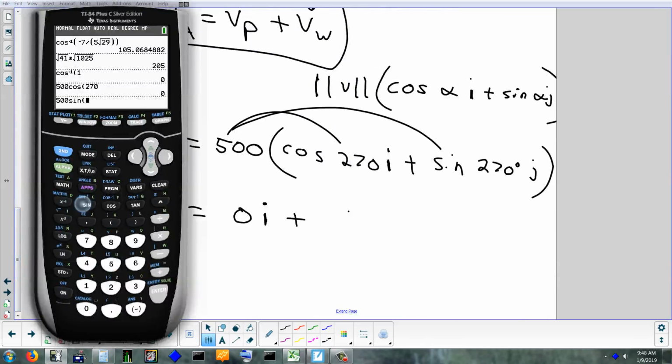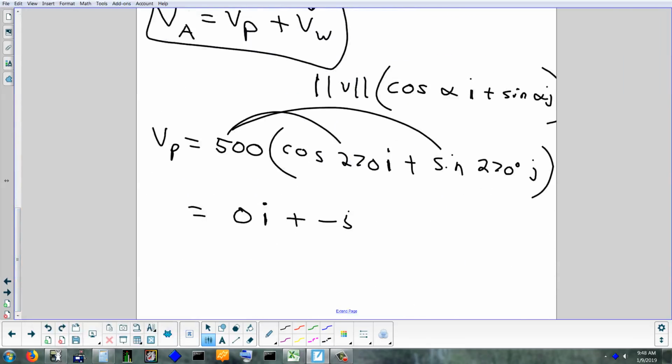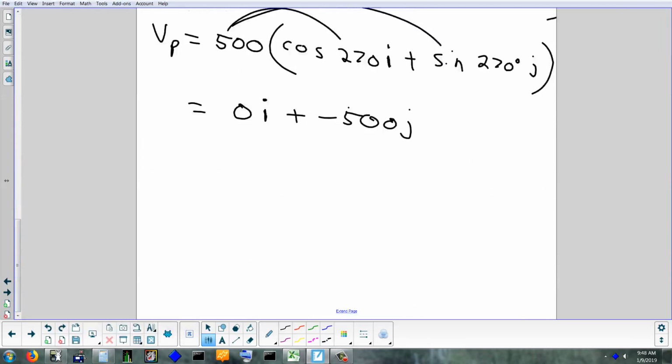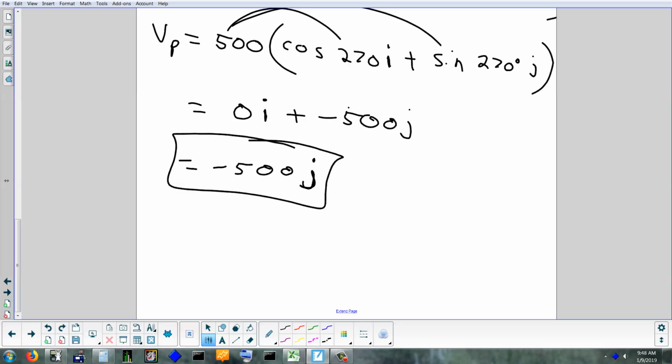500 sine 270. Negative 500. Now negative makes perfect sense because j is your vertical. We're going down. So the speed of the plane as a vector is negative 500j. That's v sub p. That's the vector for the plane.